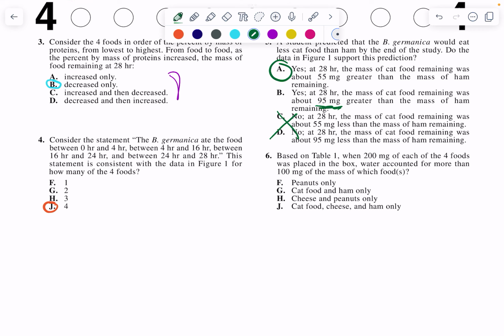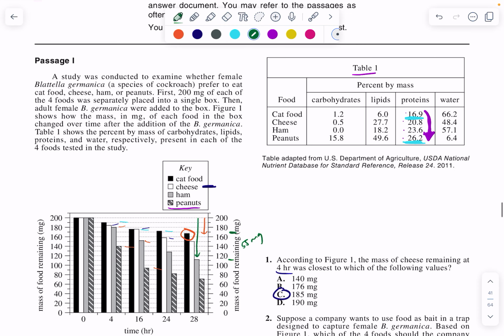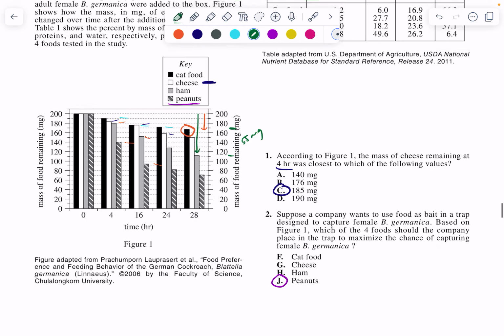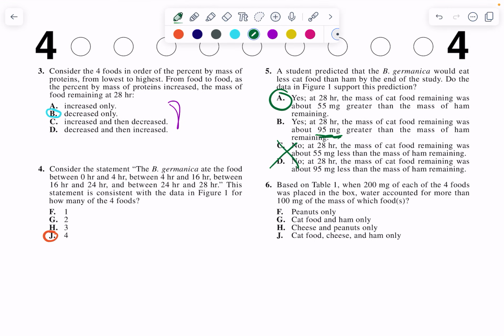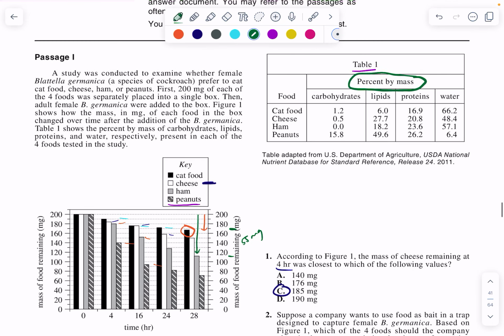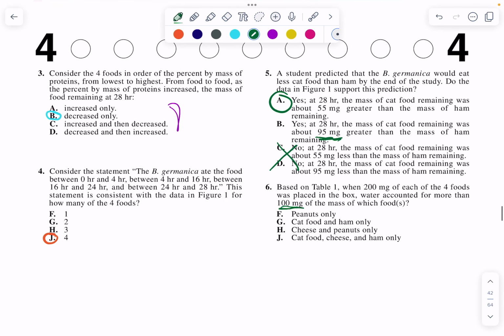And then our last question here, based on table 1, when 200 milligrams of each of the 4 foods was placed in the box, water accounted for more than 100 milligrams of the mass of which food? Okay, so this one doesn't tell us exactly which part of the data to reference. However, table 1 tells us the percent of the food is made up by what different things. This question here is saying if I have 200 milligrams, when will water be more than 100 milligrams of it? 100 milligrams is 50% of 200. So it's saying in which of the foods is water more than 50%? So we can come up here and say that water is more than 50% for cat food and for ham. So we can come down here, see that there is indeed an option G right here, where cat food and ham are the ones that have more than 50% water.